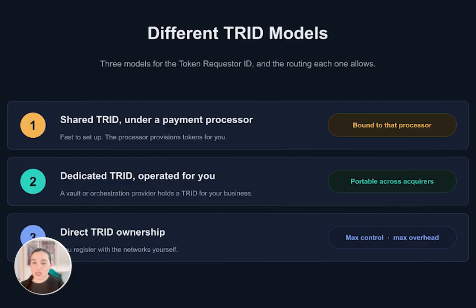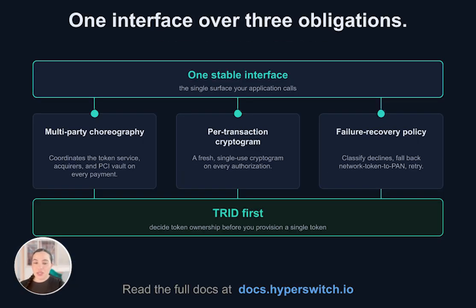An orchestration layer is worth a separate tier in your stack because network tokenization is not one feature. It is a set of obligations that recur on every transaction and compound across acquirers. The orchestrator owns the choreography, the per transaction cryptogram state, and the failure recovery policy, and it presents all of it to your application as a single, stable interface.